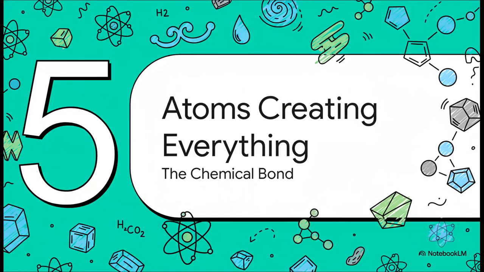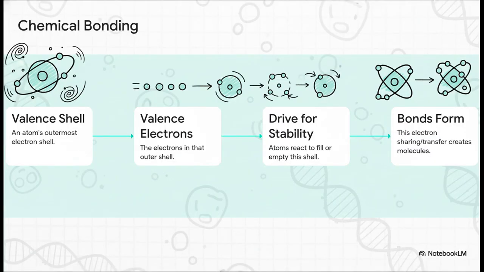So we know what atoms are, and we know how to identify them, but how do they actually do anything? How do they come together to build the entire world around us? Well, it all comes down to how their electrons are arranged. The key players here are the valence electrons. Those are the ones in the atom's outermost shell. See, atoms have this powerful drive to be stable, which usually means having a full outer shell of electrons. To do this, they interact with other atoms. Sometimes they'll transfer electrons, creating ionic bonds. Other times they'll share electrons, creating covalent bonds.